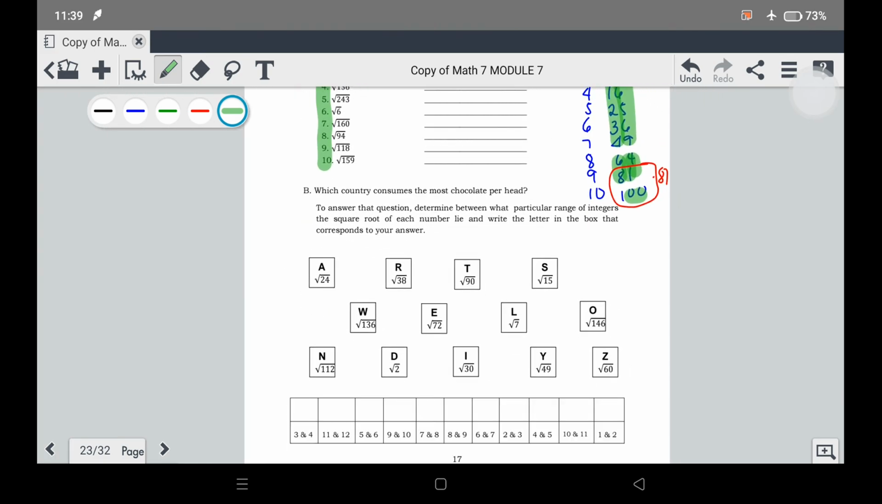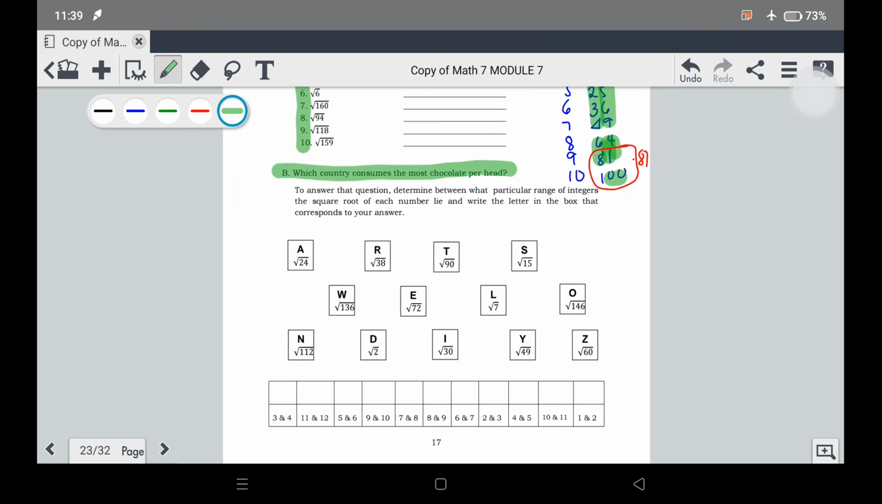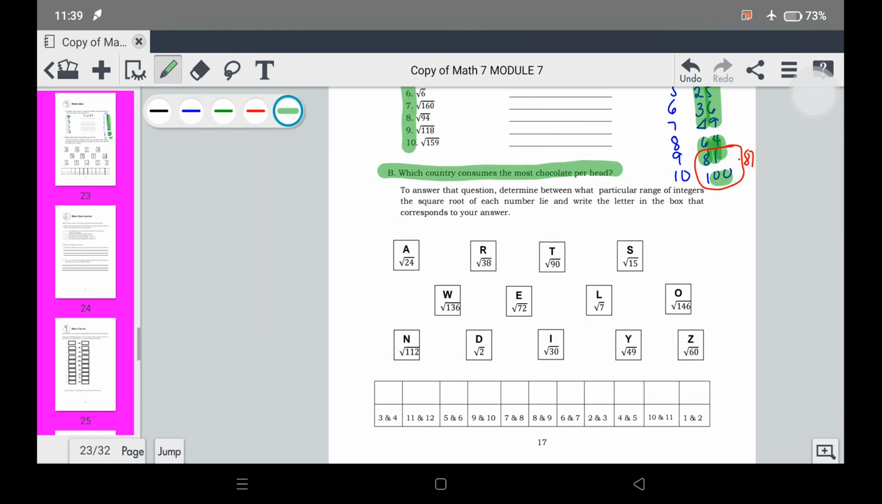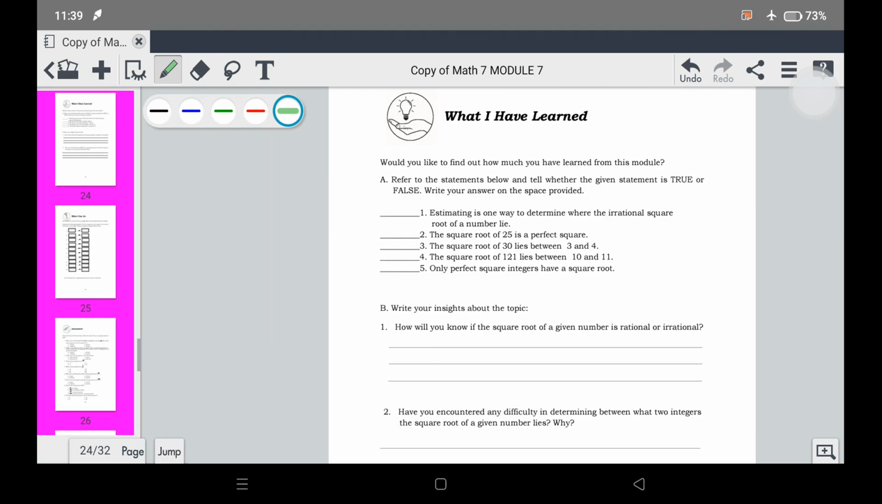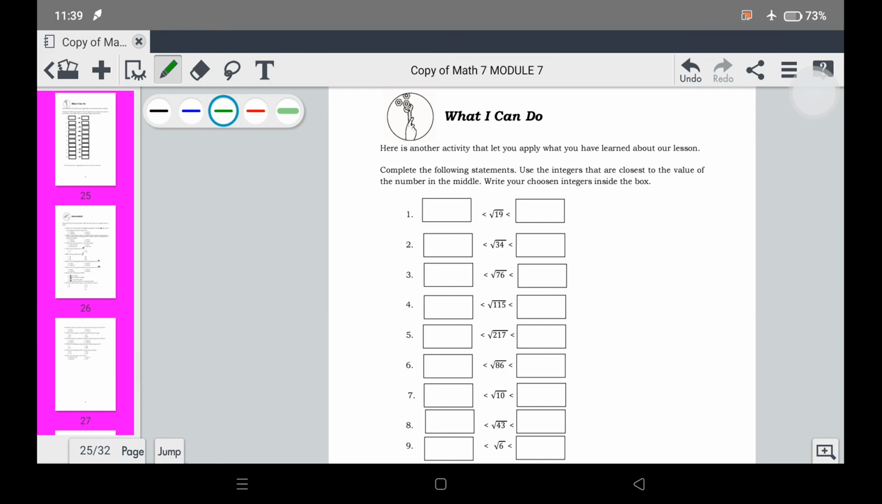Okay. So in here, B, this will measure what you have learned. So you have to answer that one all by yourself. Let's check the next page. What I have learned: of course, this will become your learner's work. You will answer that one, as well as what I can do. You have to check your weekly home learning plan to know what items you should answer. So that's the end of everything.